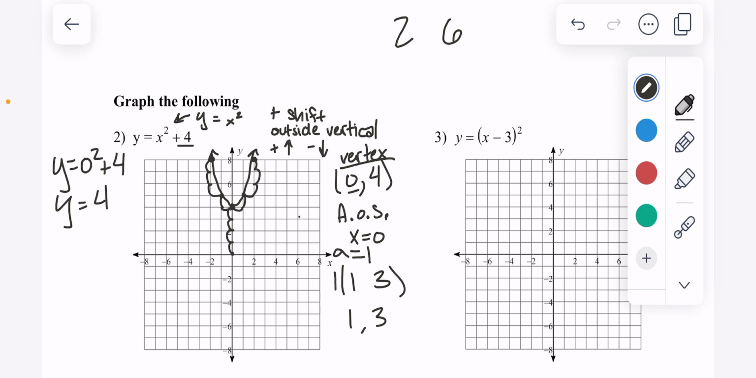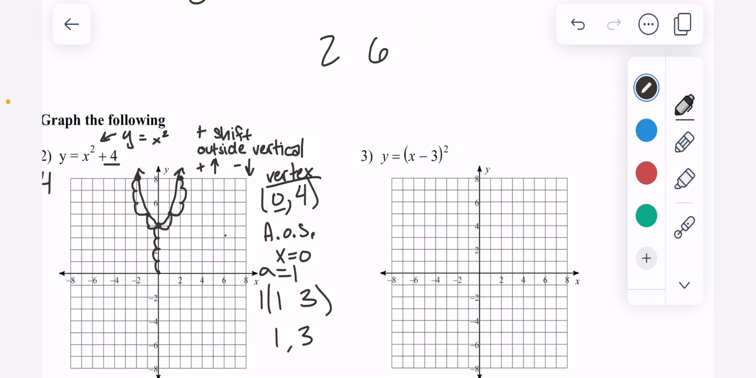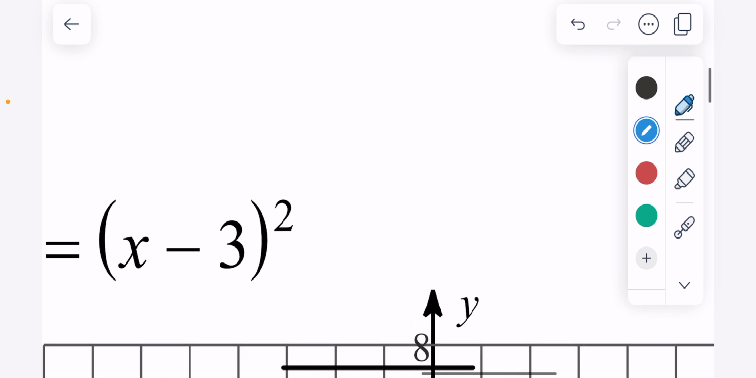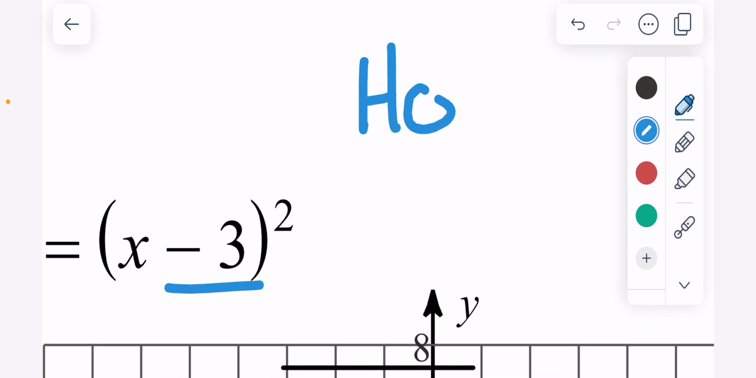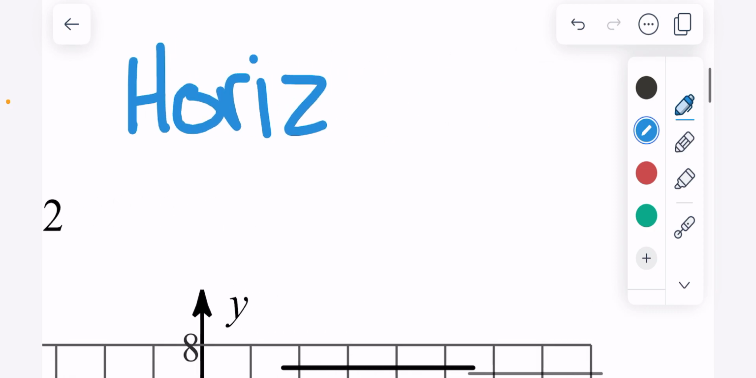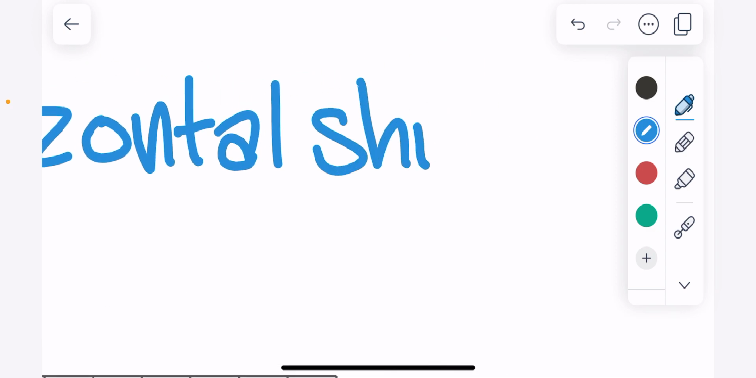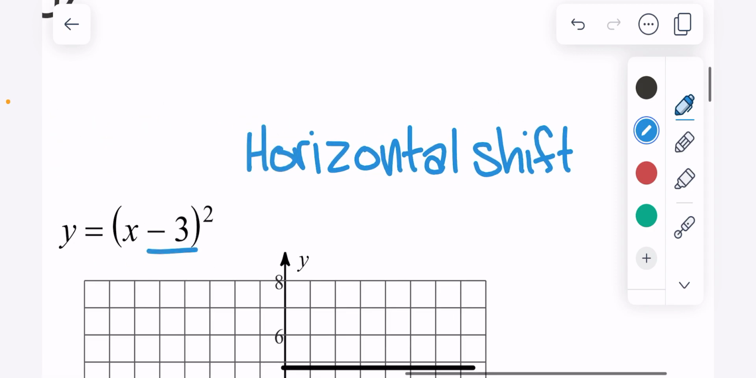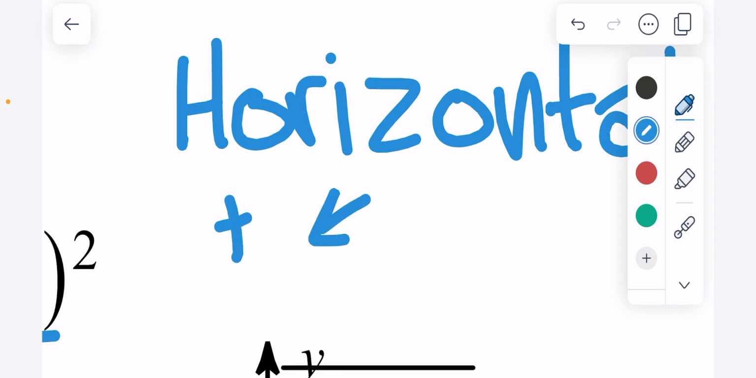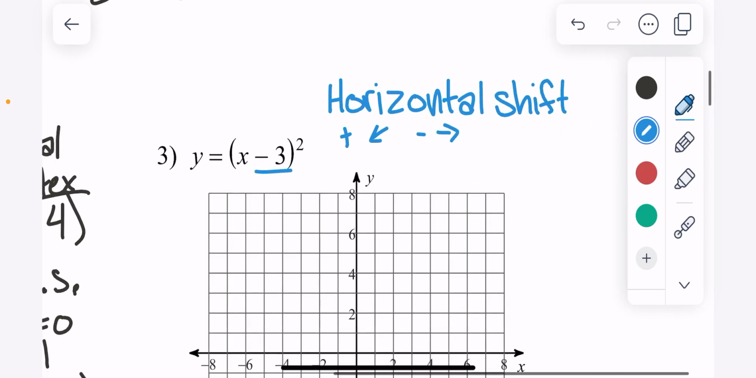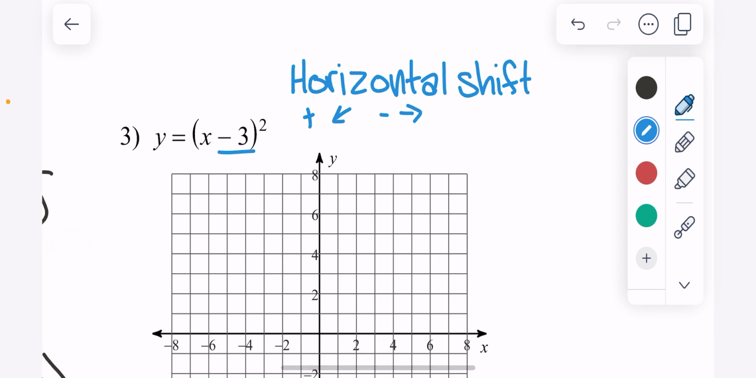Maybe pause the video, see if you can figure out what the vertex is, determine what the shift's going to be, what's happening here. Okay, hopefully you paused the video and gave it a try. Since this 3 is subtracting on the inside, it's going to be a horizontal shift. And remember how horizontal was counterintuitive, so that means it doesn't do what we expect. For horizontal shifts, plus goes left and minus goes right. So if I have a negative, it's actually moving it in the positive direction.